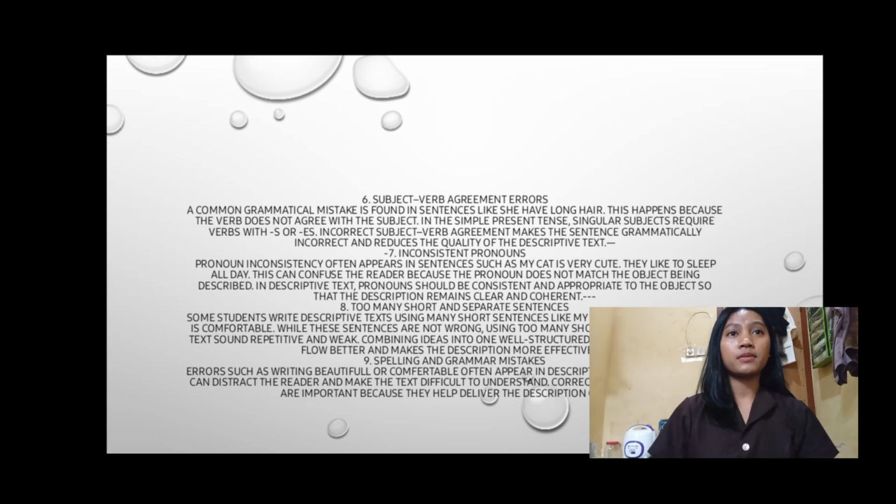6. About subject-verb agreement errors. A common grammatical mistake is found in sentences like "she have long hair." This happens because the verb does not agree with the subject. In the simple present tense, singular subjects require verbs with has or is. Incorrect subject-verb agreement makes the sentence grammatically incorrect and reduces the quality of the descriptive text.